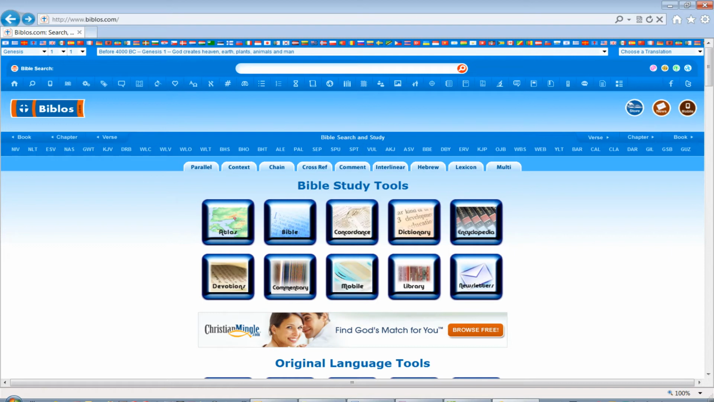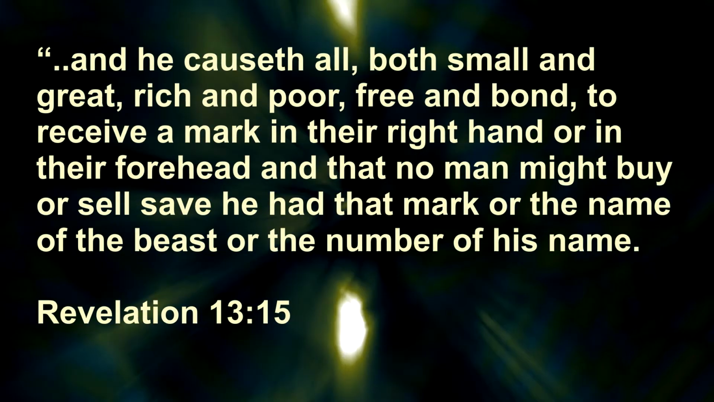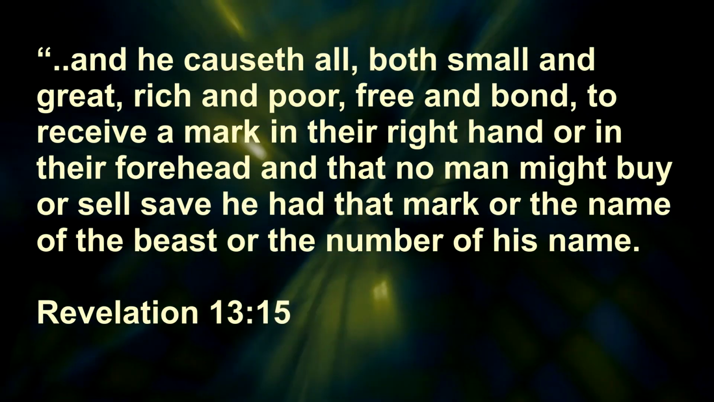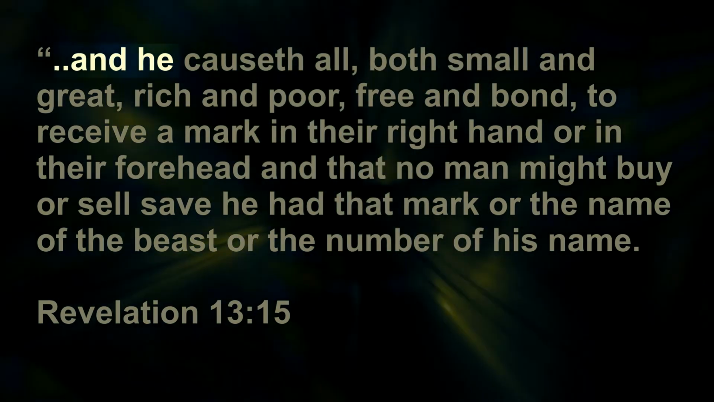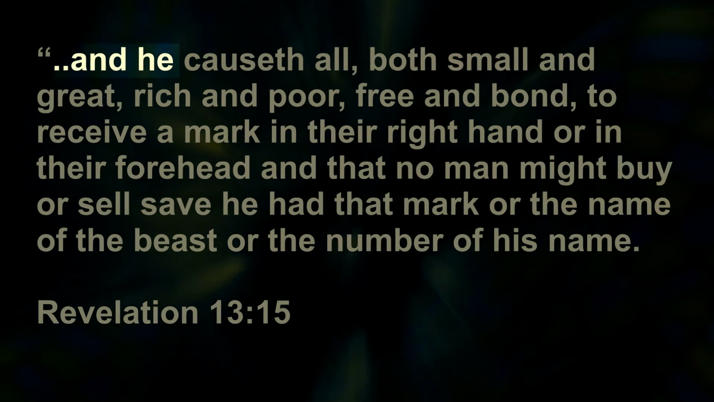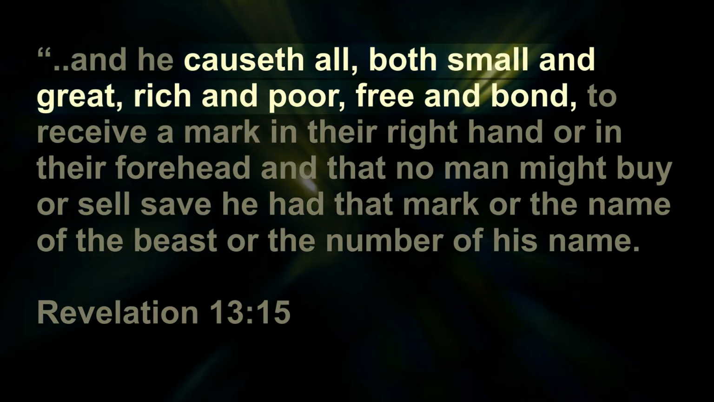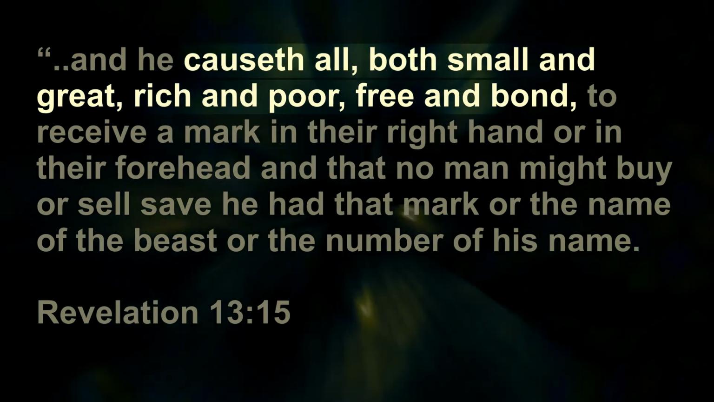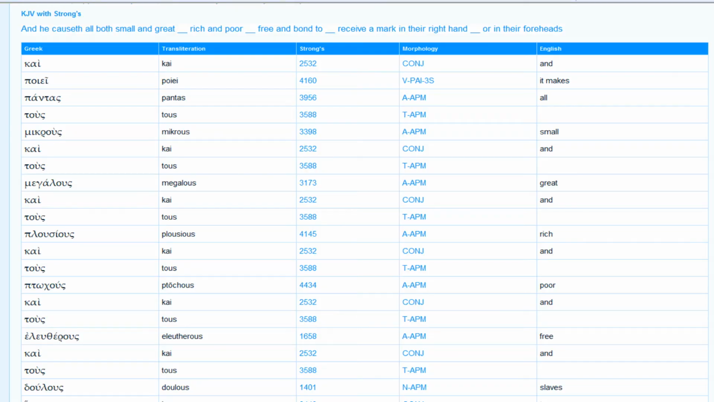Let's keep going with the translations. Now that you know a bit about translating, let's see if we can apply that knowledge. We know what 666 is, so let's translate the rest of the passage. And he, in other words, the image, the copy, the counterfeit of us, the beast, causeth all, both small and great, rich and poor, free and bond. This translates okay.